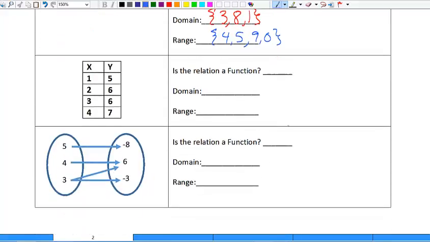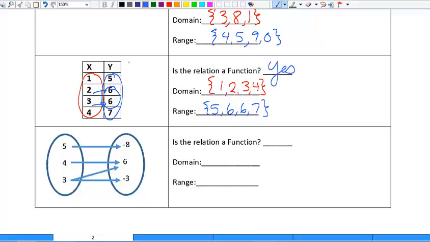All right, so here's two more examples. This is the t-chart. So my domain is going to be all of the values in the x column. So 1, 2, 3, 4. None of those repeat, which is a good indicator that it's going to be a function. My range are my y values, 5, 6, 6, and 7. Now this 6 repeats, huh? So 2 is being mapped to 6 and 3 is being mapped to 6. Is that a function? Well, sure it is.